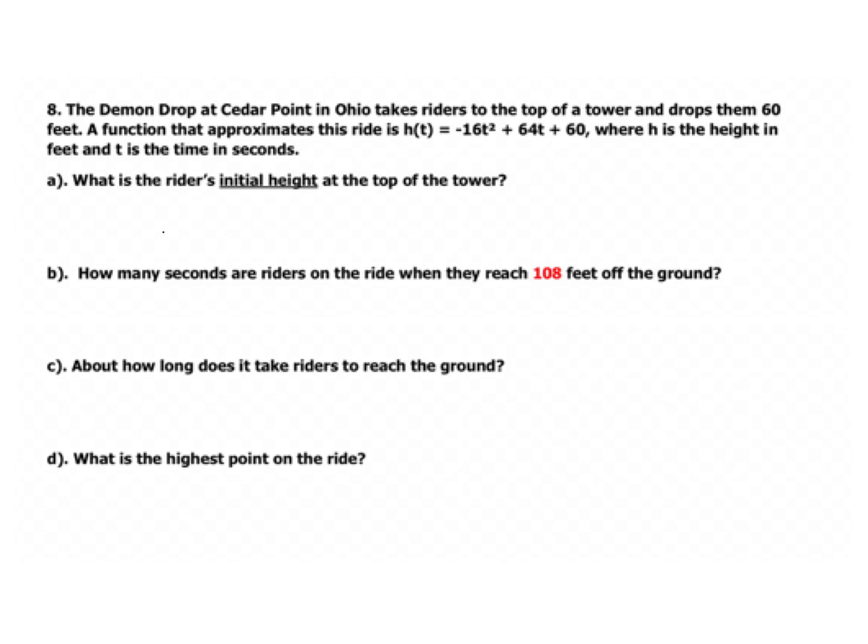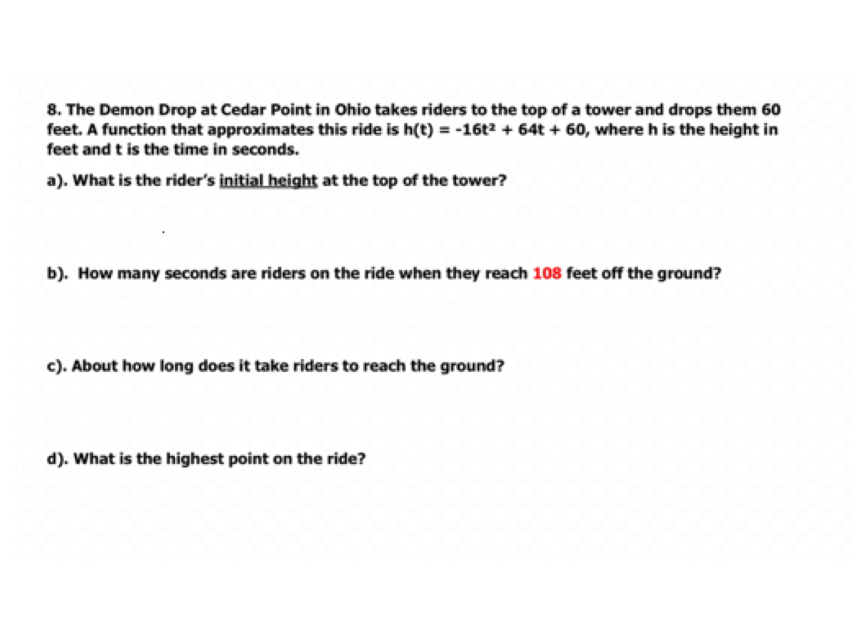Okay, so we're going to look at question 8. It says, the Demon Drop at Cedar Point in Ohio takes riders to the top of a tower and drops them 60 feet. A function that approximates this ride is h of t equals negative t squared plus 64t plus 60, where h is the height in feet and t is the time in seconds.